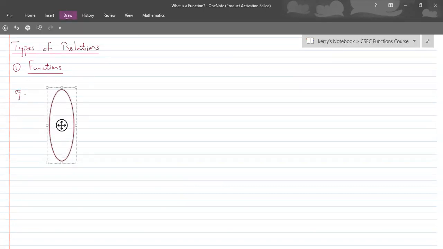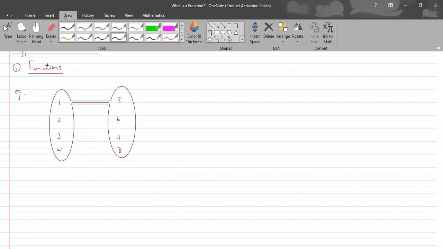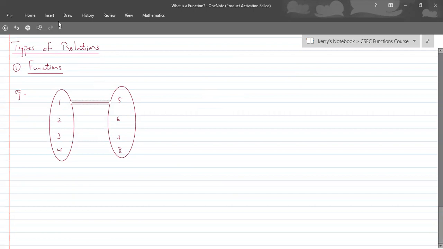Let's say that we have this here: 1, 2, 3, 4, 5, 6, 7, 8. I'll just draw a few relations, a couple of functions here for you. These are relations, but they are also functions.